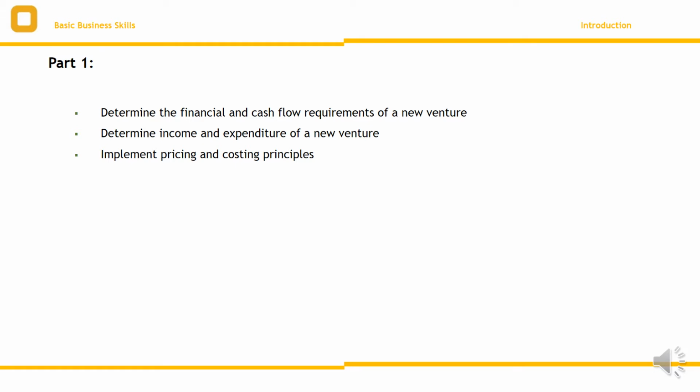Please note that Module 2 is divided into two parts. There's a part 1 and there's a part 2. Part 1 is the current video that you are viewing now. In part 1, we're going to look at determining the financial as well as the cash flow requirements of a new business venture. We'll then look at determining income and expenditure of a new venture. Then we'll look at costing and pricing principles for a business venture. When you reach the end of this video, you will reach the end of part 1. You'll be directed to part 2, which will contain the rest of the topics of this module.